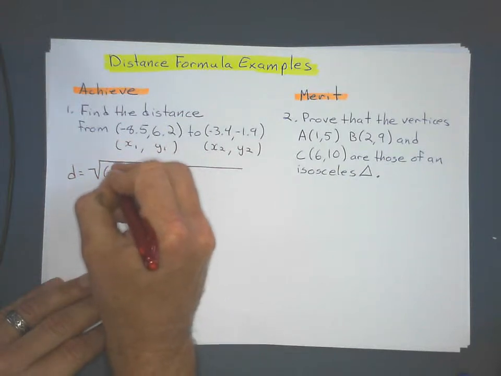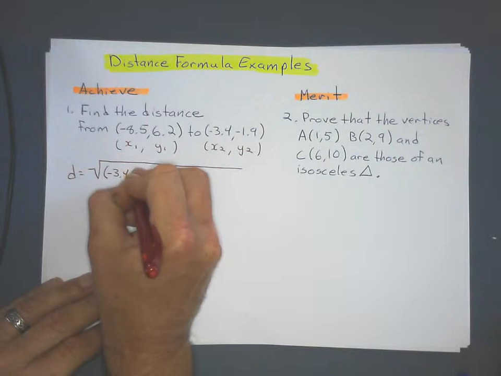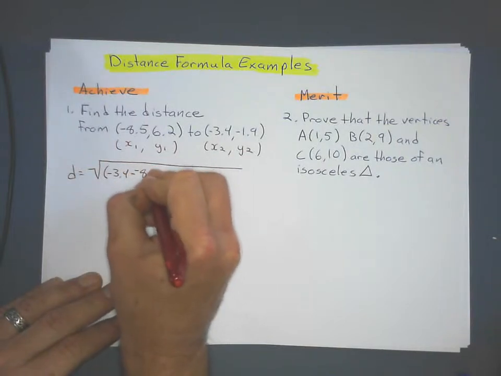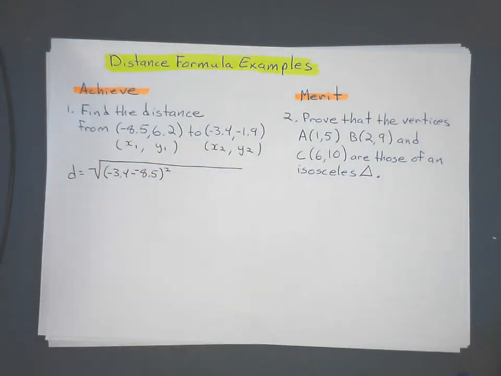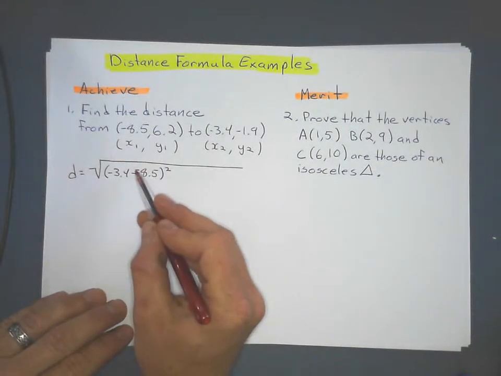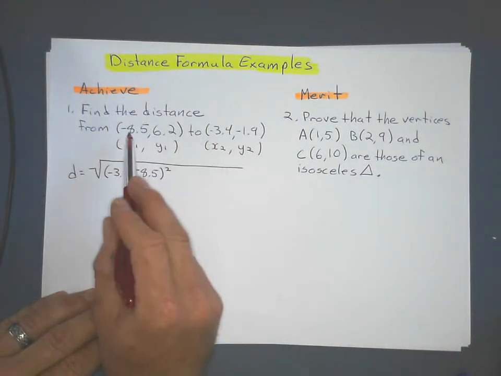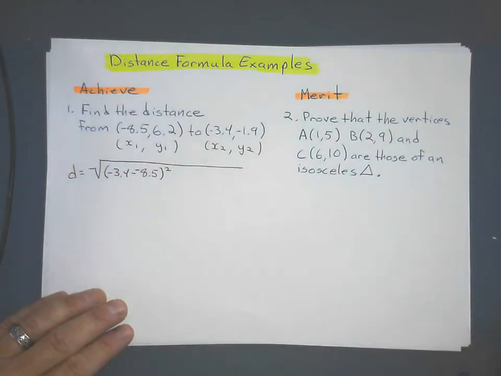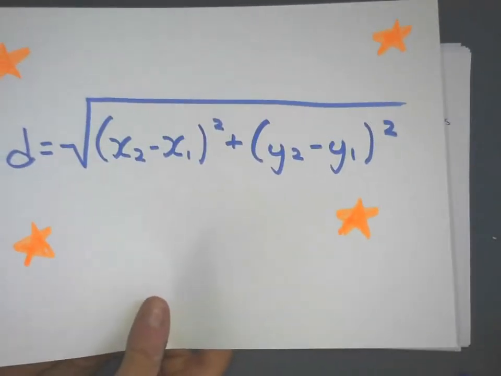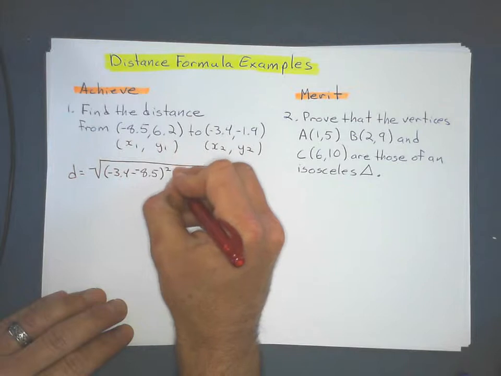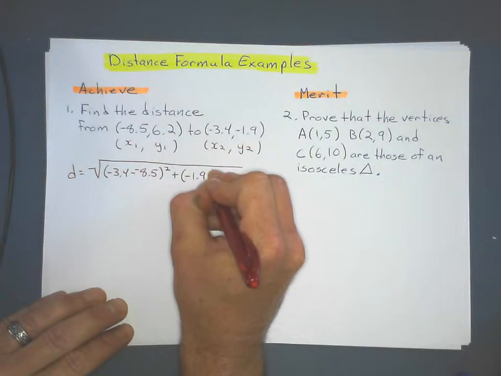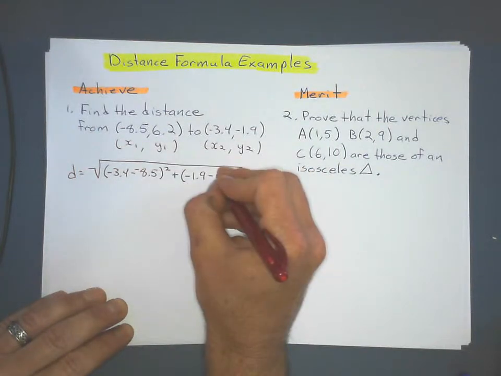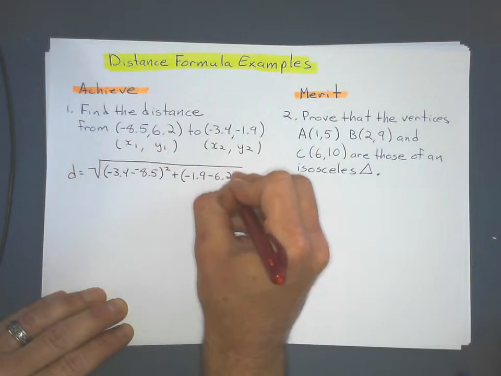x2 is minus 3.4 minus the negative 8.5 squared. So that's the subtracting the negative thing that's easy to miss. Don't forget you're subtracting a negative 8.5, not just minus 8.5. All right, distance formula, there's a plus in between there, because we are figuring out, technically, the hypotenuse. Then y2 minus y1 squared.